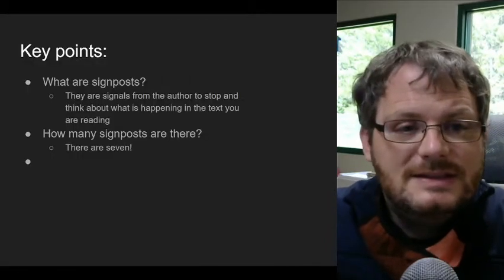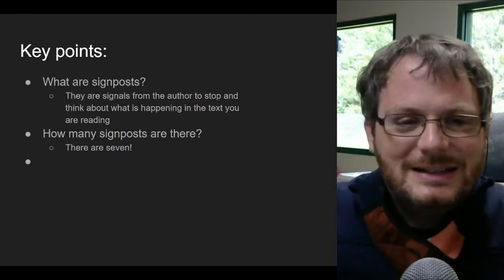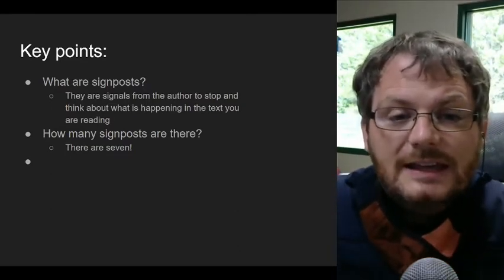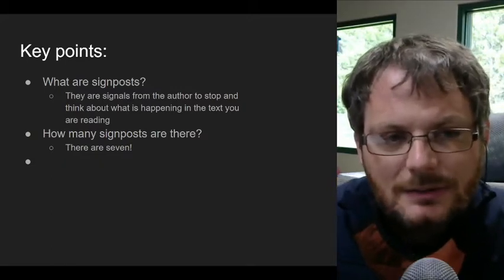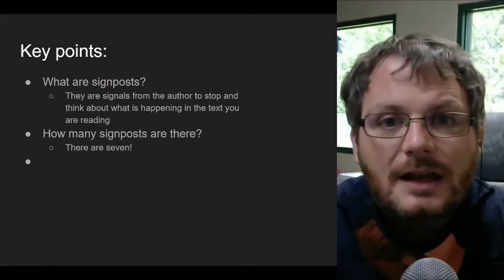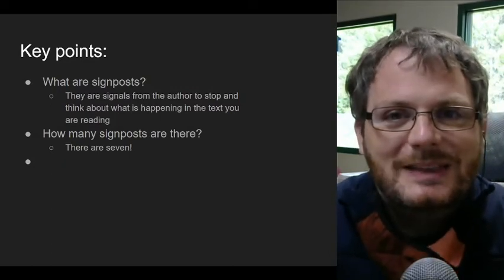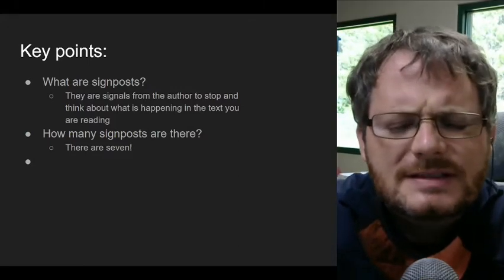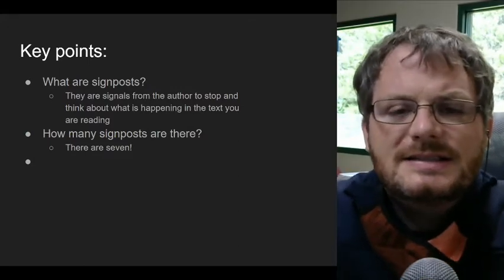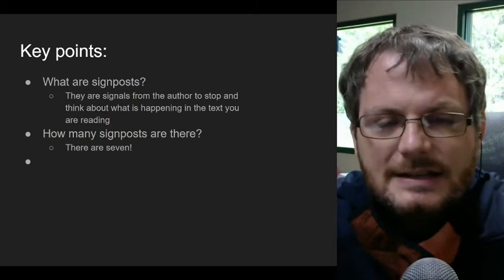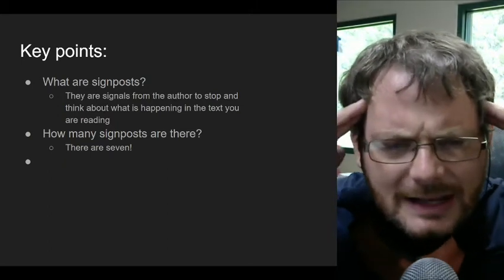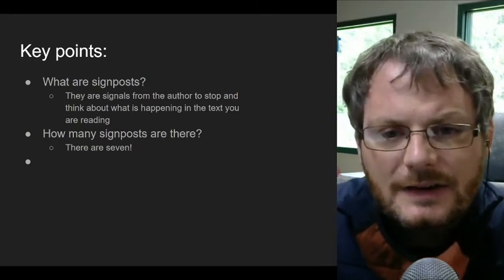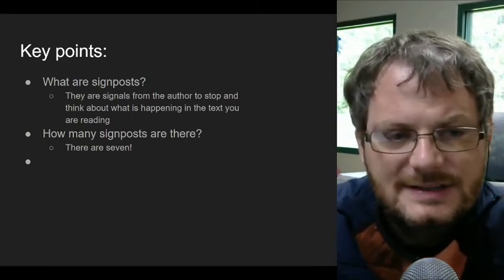So here are the key points. What are signposts? They're signals from the author to stop and think about what is happening in the text you are reading. Because you remember, when we're in a good story, we kind of forget about the author, but the author is putting those words on paper to make you think something, feel something, learn something. And so the signposts are things the author puts into the text to make you stop and say, whoa, what's happening here? Why did the author put this in here? Signposts are signals from the author to stop and think about what is happening in the text you're reading.